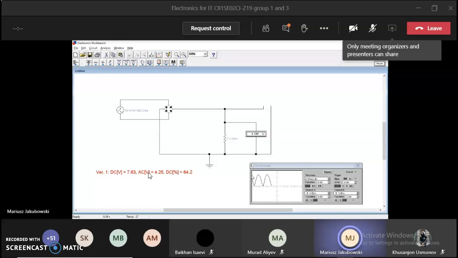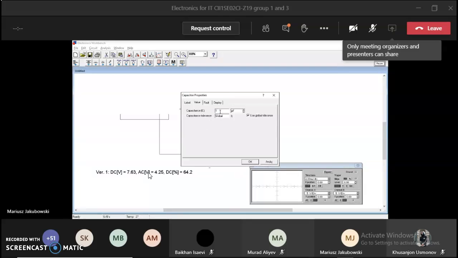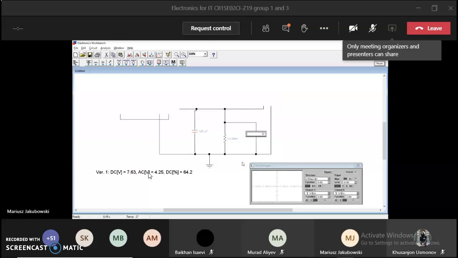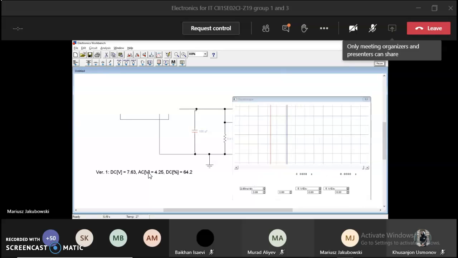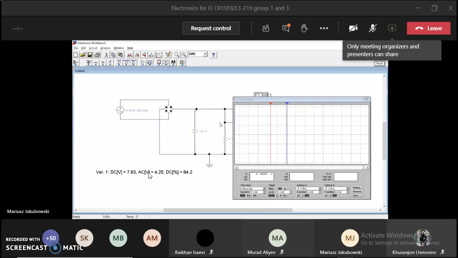Now we can improve this signal by adding a smoothing capacitor parallel to the resistor. So let's run.